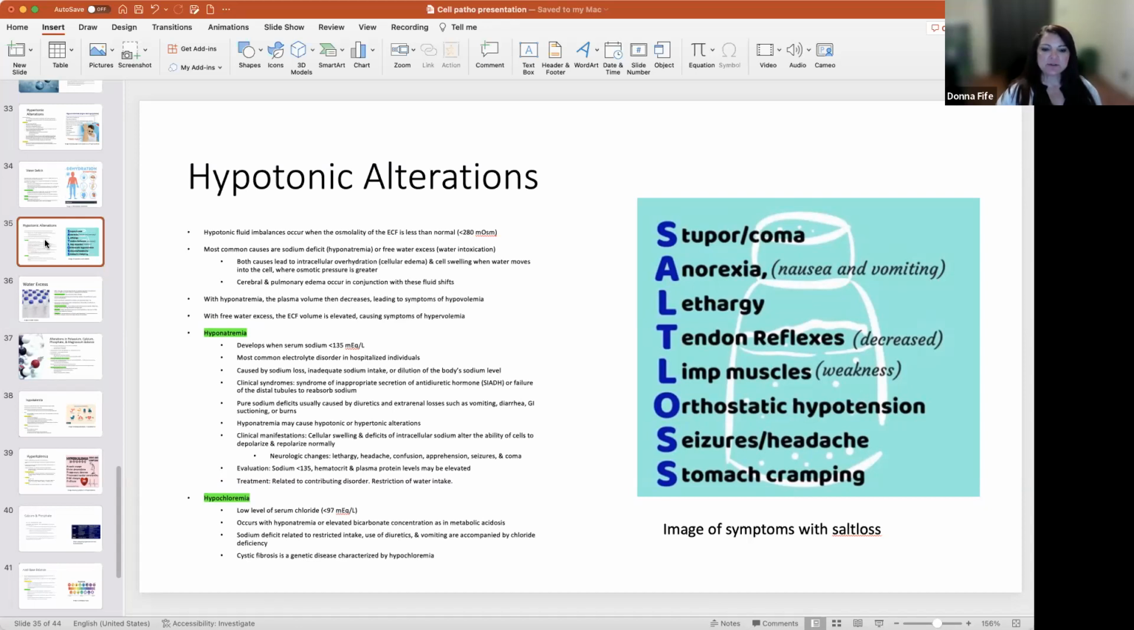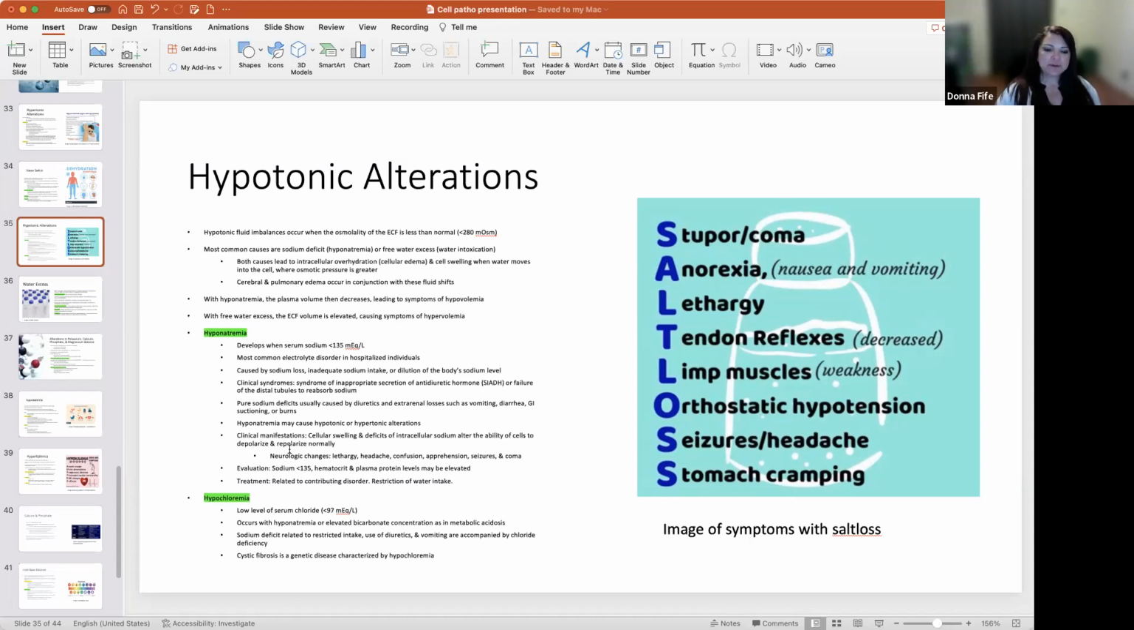Clinical manifestations, there's cellular swelling and deficits of intracellular sodium can alter the ability of the cells to depolarize and repolarize normally. So neurologic changes, the patient may have lethargy, headache, confusion, apprehension, seizures, or coma. And here on this image, it gives a mnemonic, SALT LOSS, as a way to remember those symptoms. Evaluation of serum sodium level is going to be less than 135. Hematocrit and plasma protein levels may be elevated. Treatment is related to the contributing disorder, restriction of water intake.